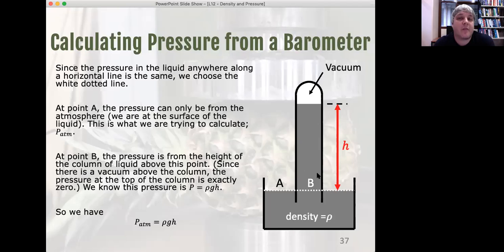So the point of a barometer is that you can measure the height of that column of mercury, and from rho GH, you then know exactly what the atmospheric pressure is outside here at point A. That's how a barometer works.